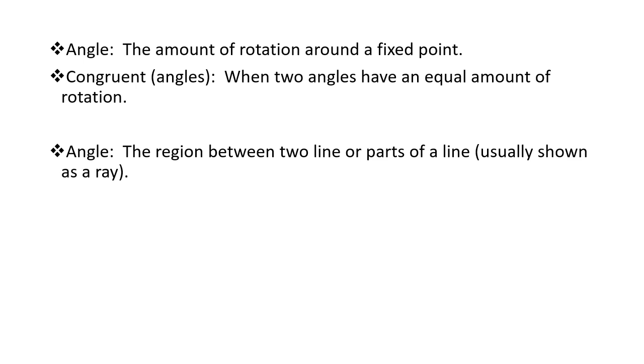We also have an angle. Now, the book makes the distinction that we can think about an angle as two different things. One way we can think about an angle is the amount of rotation around a fixed point. So if I have here a point, and we'll call this point P, P for point, and then I'm going to come over here and make this ray, and I'm going to come over here and make this ray. So I've got this ray PQ and I've got this ray PR.